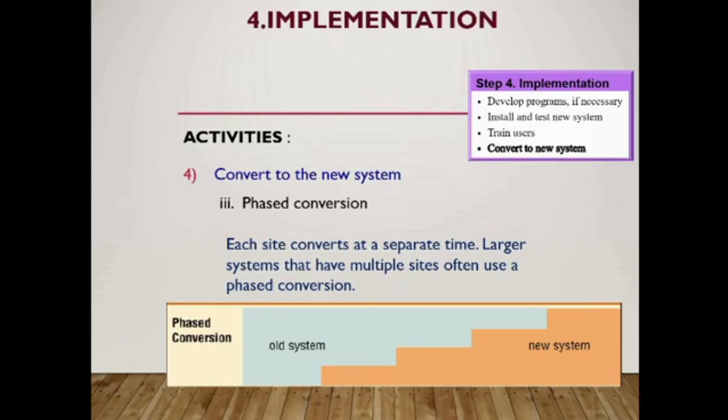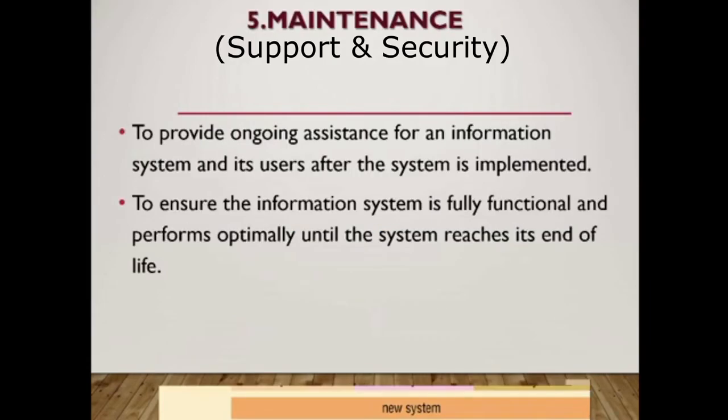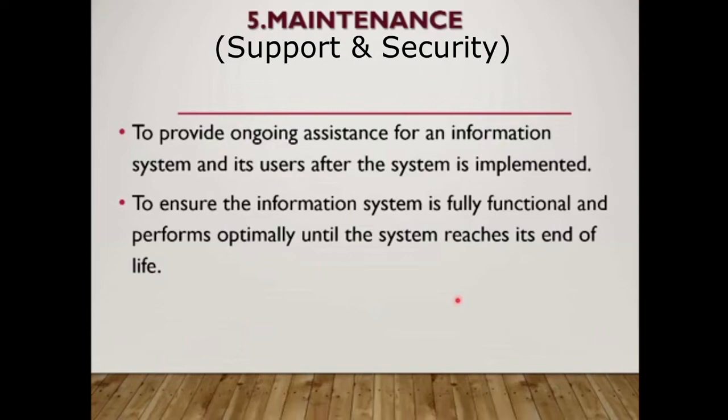Okay, alright. Now, let's look at the fourth one, pilot conversion. So, in pilot conversion, only one location in the organization use the new system so that it can be tested. After the pilot site approve the new system, other site convert using one of the other conversion strategy. Okay, last one. Finally, we have maintenance. Okay, so maintenance is to provide ongoing assistance for an information system and its user after the system is implemented. This is to ensure the information system is fully functional and performs optimally until the system reach its end of life. So, dekat dalam fasa ni, kita cuba nak buat maintenance lah basically.